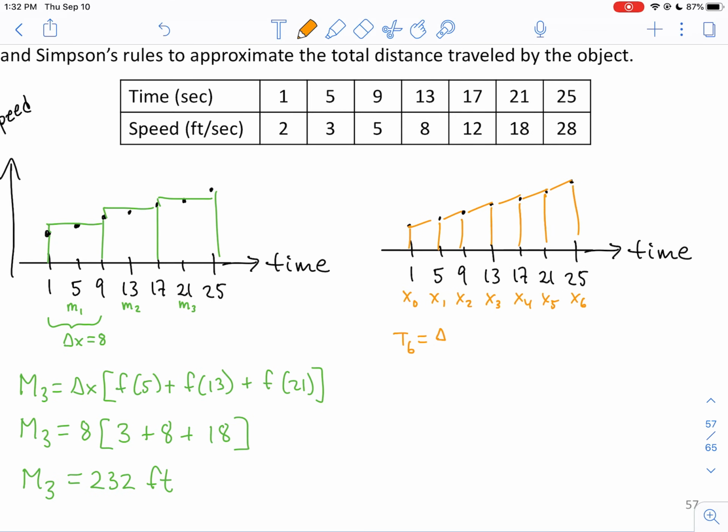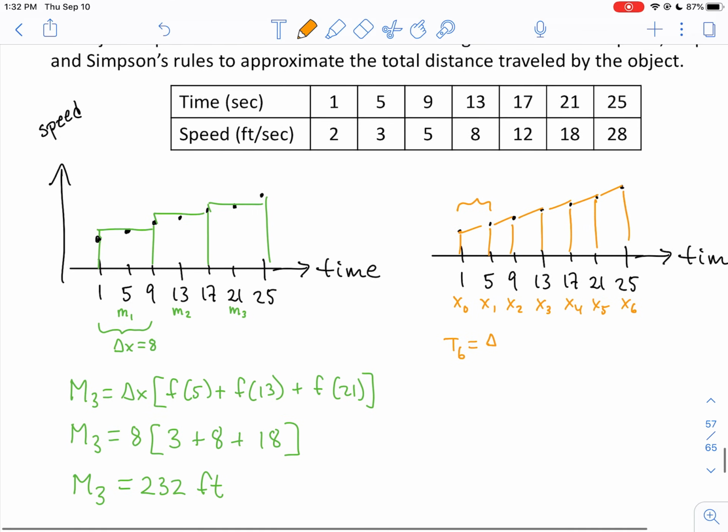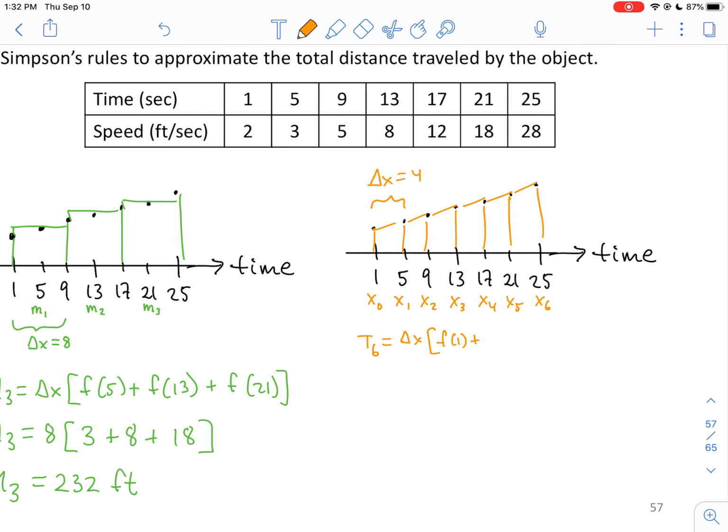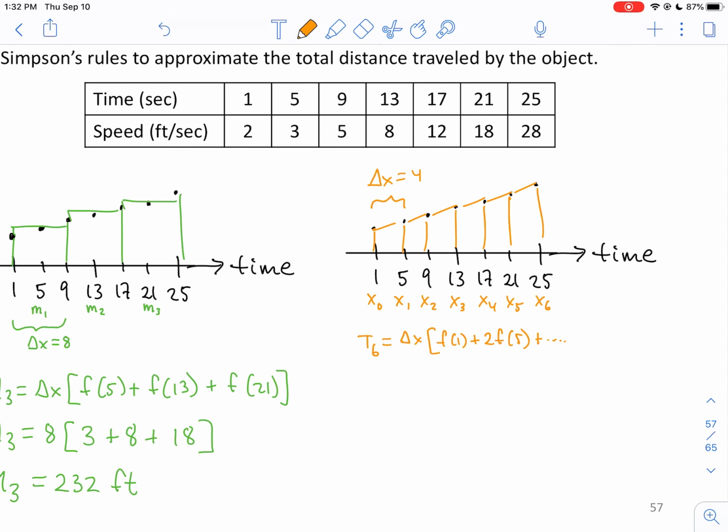It's going to be delta x, and our delta x is now not as much as it was for doing M3. Delta x is the width of each subinterval, because we have more subintervals. Delta x is just 4 this time. And then you're going to do f of 1 plus, and then you double all the middle ones. So f of 5, I won't write them all down, double up to f of 21, and then do 1 copy of f of 25. Right, all the interior outputs get doubled. Oh, and I forgot to do delta x divided by 2. That's part of the formula.